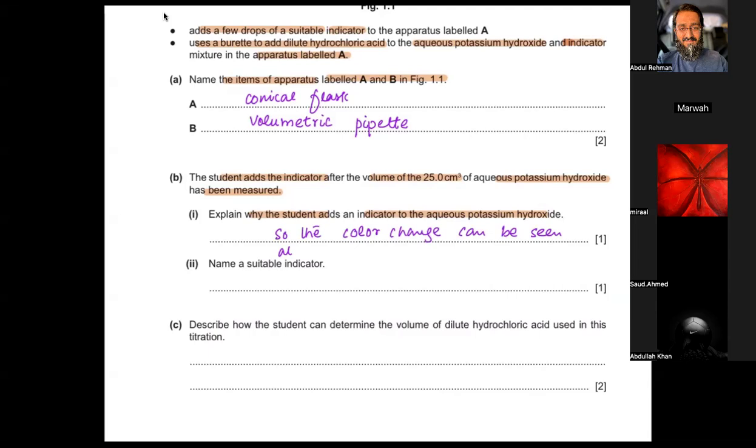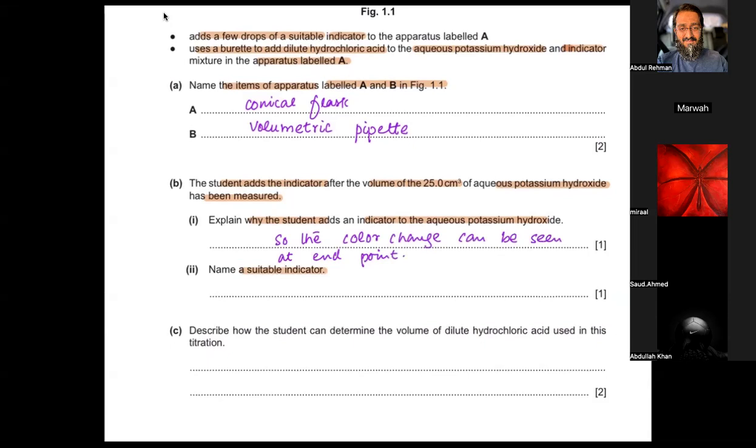Next, name a suitable indicator. Yes, methyl orange, or any other, thymolphthalein. Yeah, very good. We can use any one indicator. Phenolphthalein? No, not phenolphthalein, thymolphthalein. Actually, phenolphthalein was in the syllabus earlier, before 2023. So in the previous past papers, of 2022 and before, you will find phenolphthalein, but now it's either methyl orange or thymolphthalein. Okay, sir.